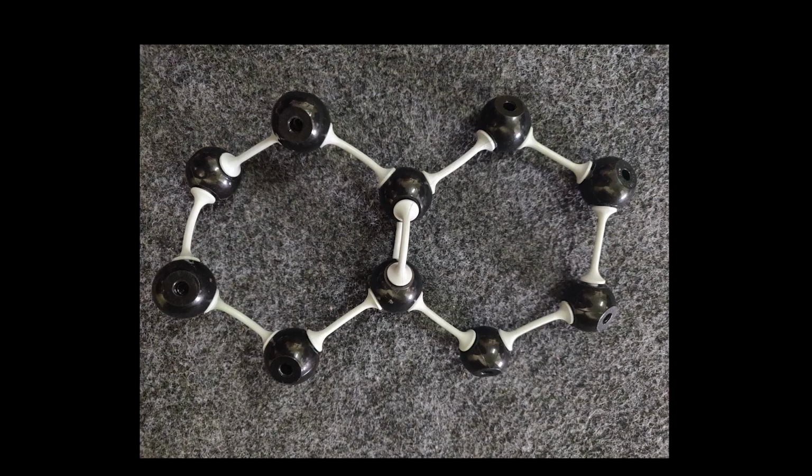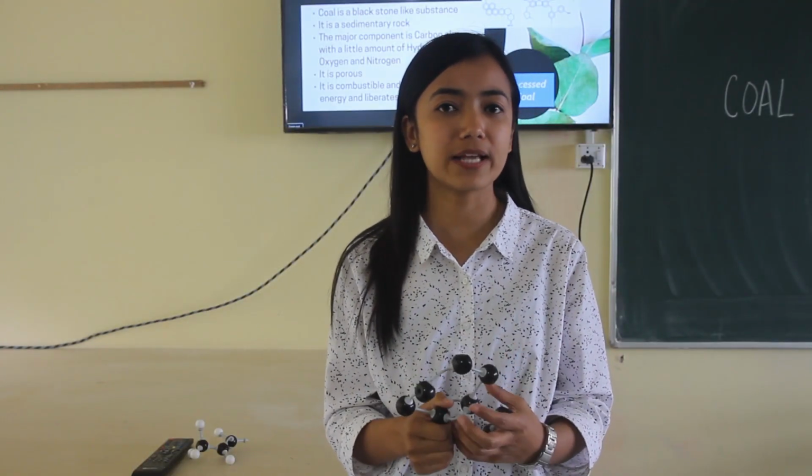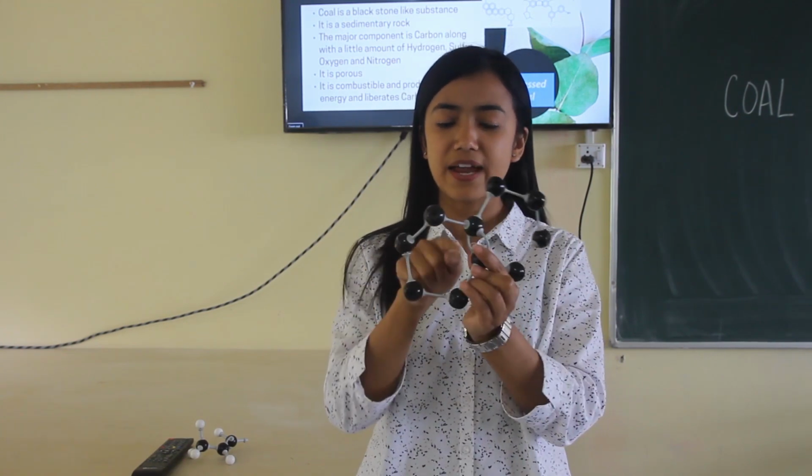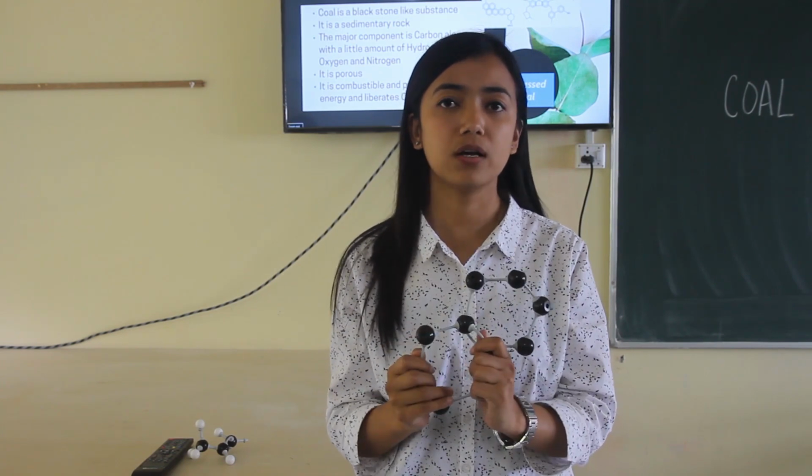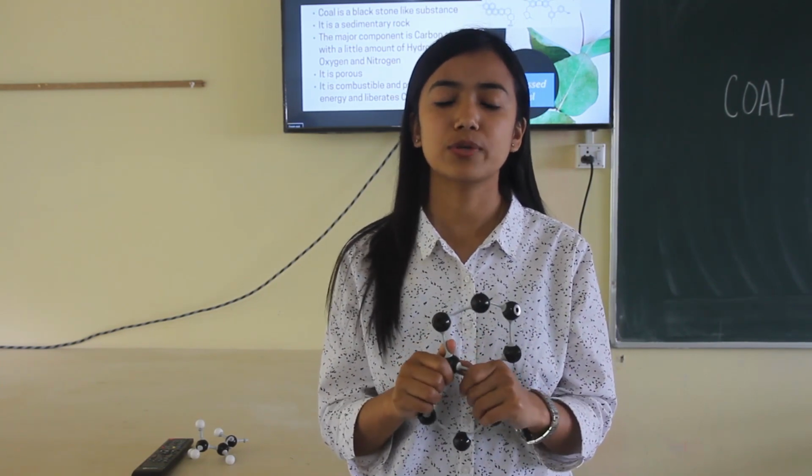This is a part of a structure of coal. The black balls represent the carbon, and it is arranged in a ring-like structure. Coal, as all of us have seen, is a black rock-like structure which is porous, meaning it has air spaces in between it, hence it is not hard as rock, but it is also categorized as a sedimentary rock.